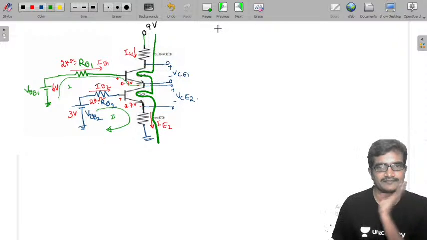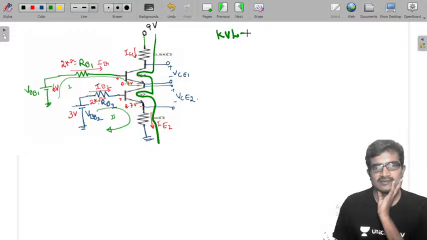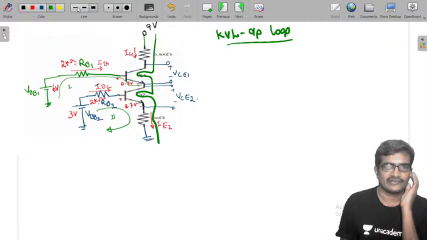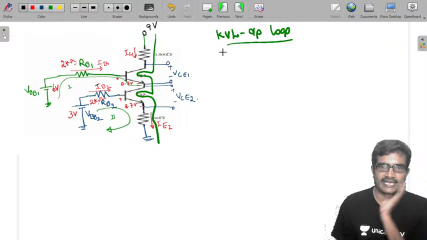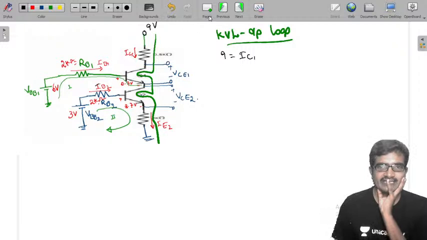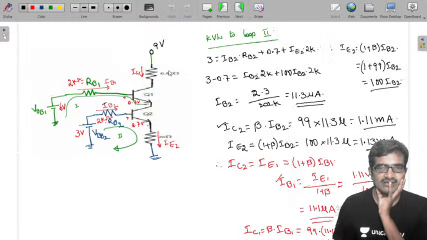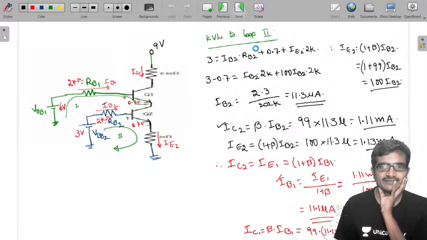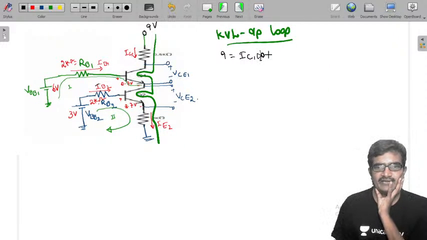From this output loop, this is what we are getting: 9 equals IC1 into the resistance value, which is 0.5 kilo ohms.